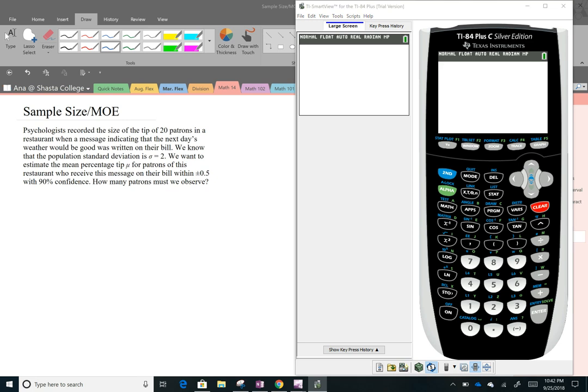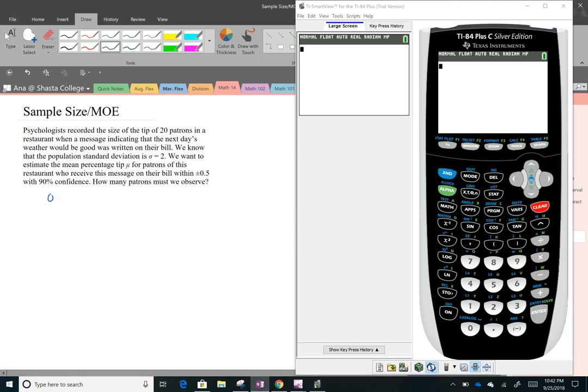Okay, today I'm going to show you how to work with sample size given a certain margin of error. You might be asked to make a prediction of what sample size is necessary to get within a certain margin of error for your population mean. So referring back to the problem with the tips, psychologists recorded the size of a tip of 20 patrons in a restaurant when the message was written.